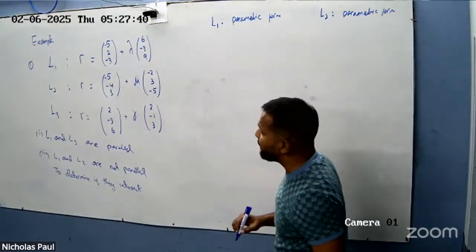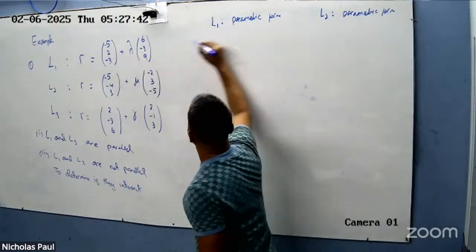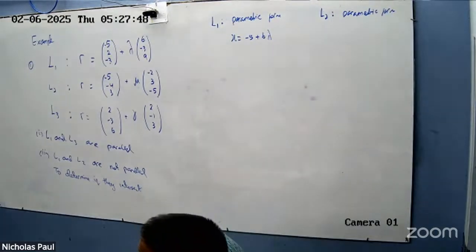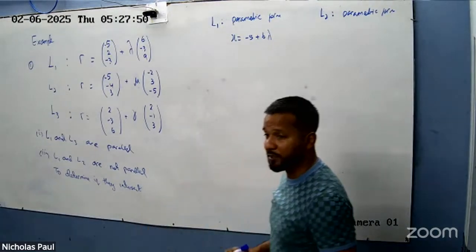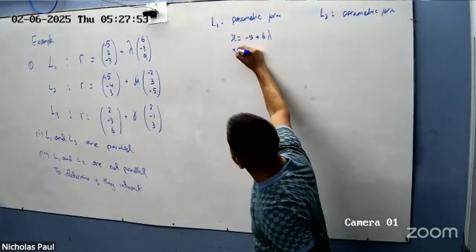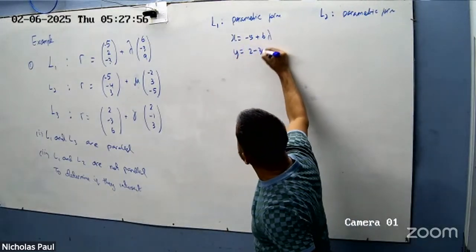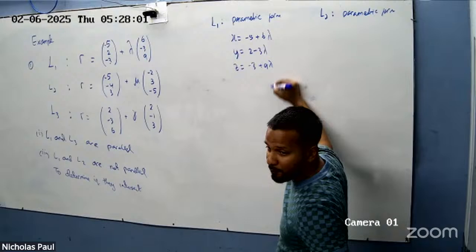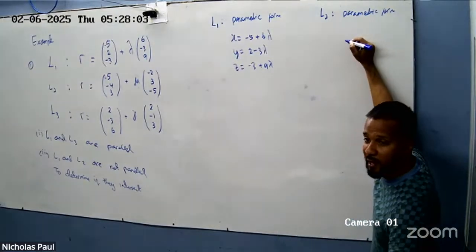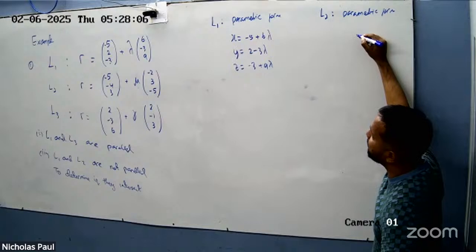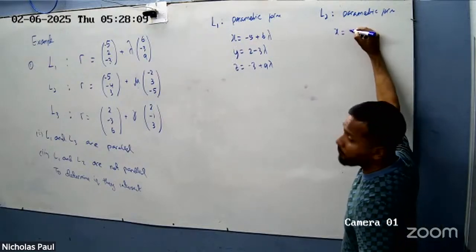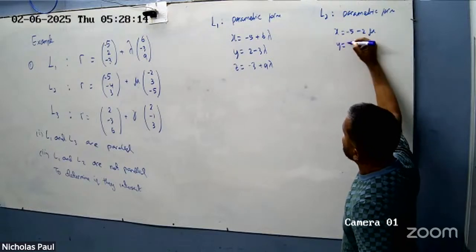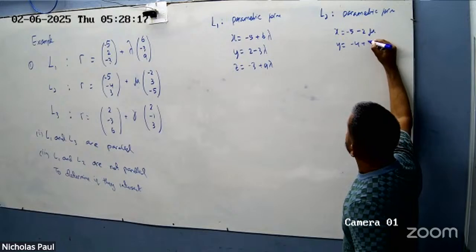In the parametric form, what will I get? I will get x equals minus 5 plus 6 lambda. That's okay? And y equals 2 minus 3 lambda, and z equals minus 3 plus 9 lambda. Do this one here for me now, Jesse. Put this in the parametric form: y equals, and z.